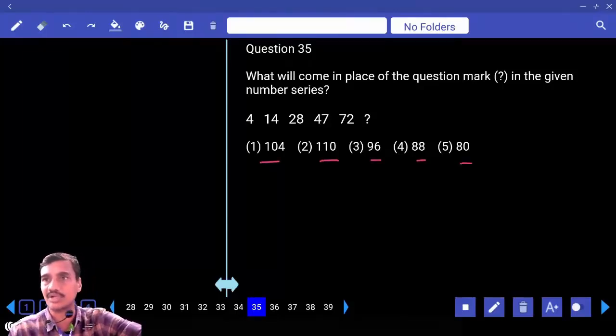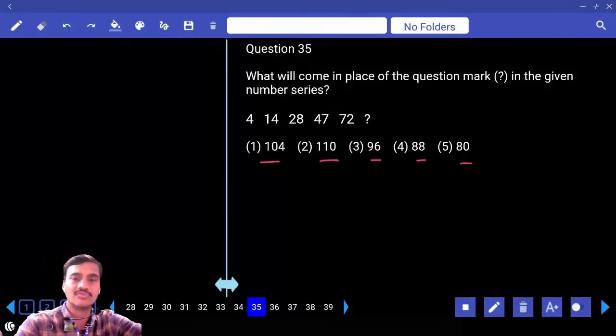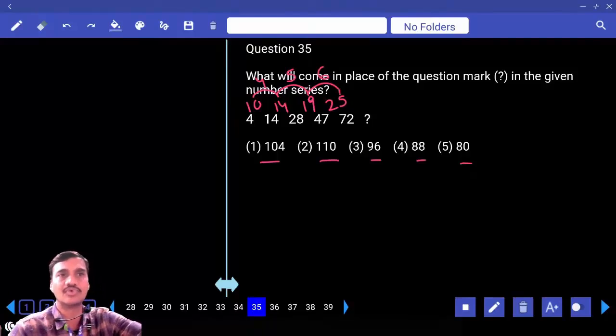Numbers increasing at a smaller rate. Hence it must be difference. What is the difference? 10. And 14 and 28, 14. 28 and 47, 19. Next one 47 and 72, 25. Now the difference between 10 and 14 is plus 4. And 14 and 19 plus 5. 19 and 26 plus 6. 4, 5, 6, plus 4, plus 5, plus 6.